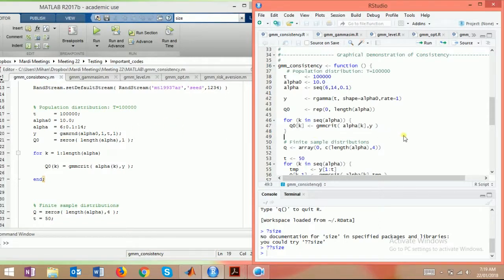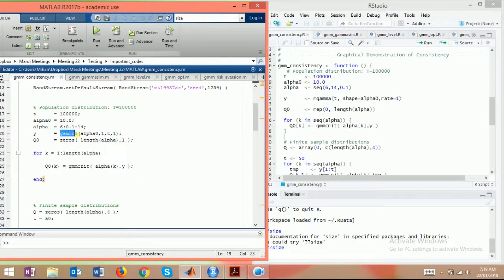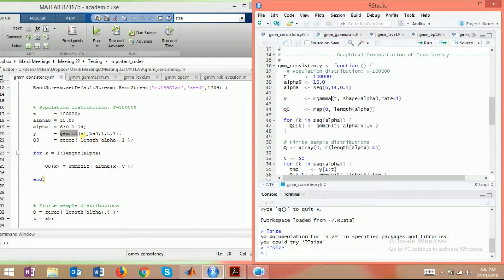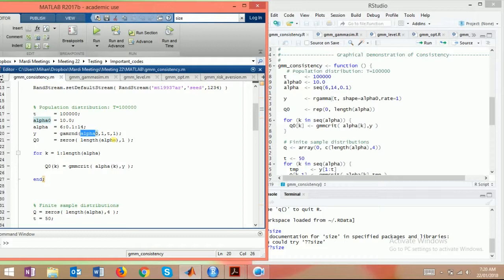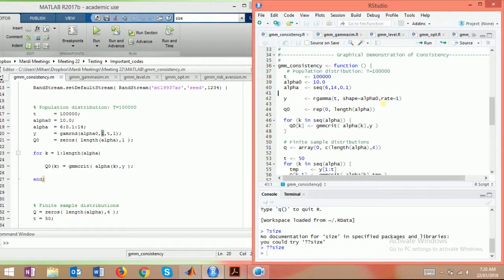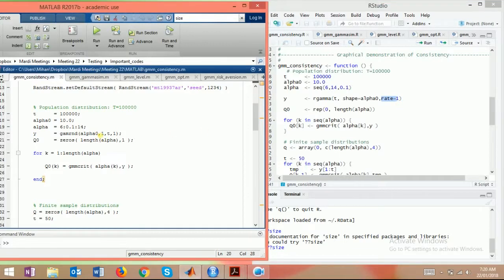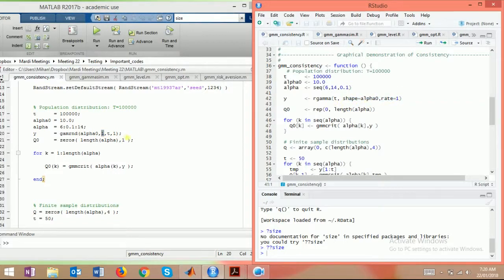Gamma random distribution. So interesting, not only random distribution but gamma random distribution is another simulation with gamma random. It's not normal distribution, it's not uniform distribution, it is gamma distribution. So R gamma, or gamma random distribution, takes the initial value alpha naught, T rows, 1 column. Alpha naught is the initial value, the shape is alpha naught, the rate is 1, T rows, 1 column. That's all.